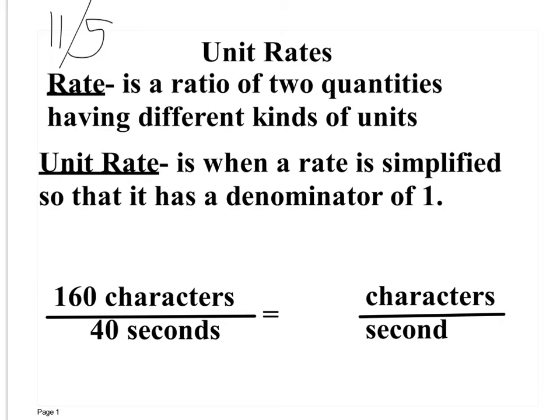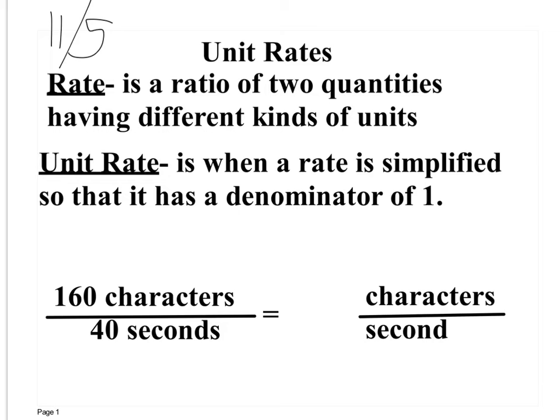Here, a rate would just be something like you can see below, characters per second. That's a rate. A unit rate is when a rate is simplified so it has a denominator of 1. There's all kinds of unit rates.